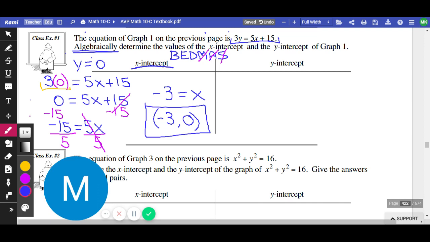Okay. That's just the x-intercept for that equation. Now we want to try to find the y-intercept of that equation. To find the y-intercept of an equation, what do we have to know about all y-intercepts? 0, right? x equals 0. That's perfect. So if I know that I'm looking for a y-intercept, I also know that x equals 0. I can then put that into my equation.